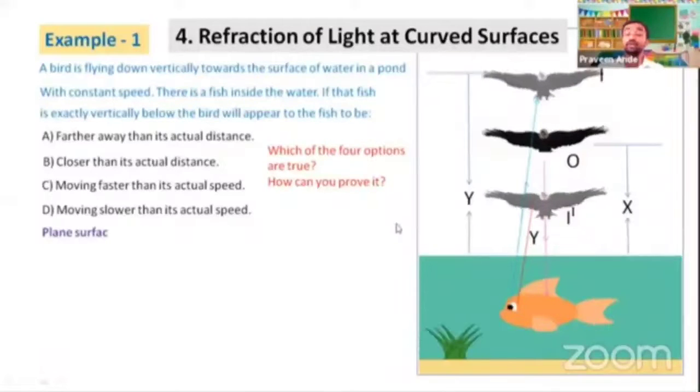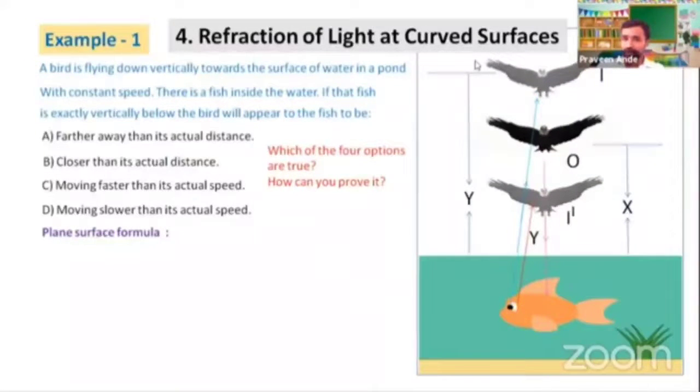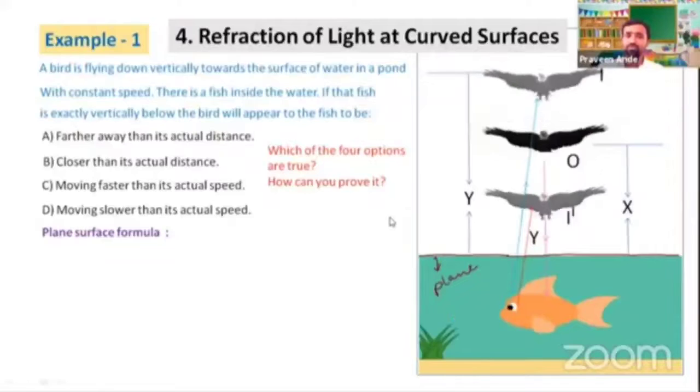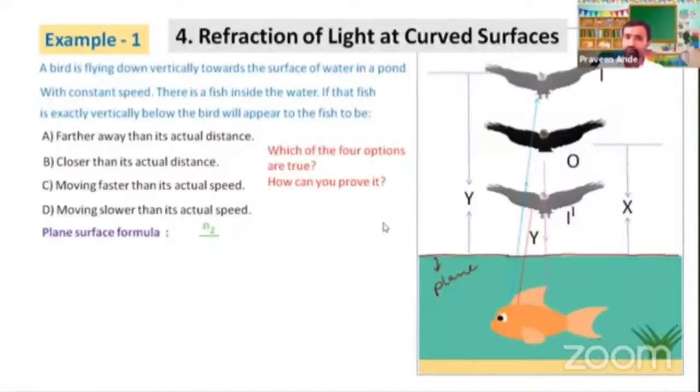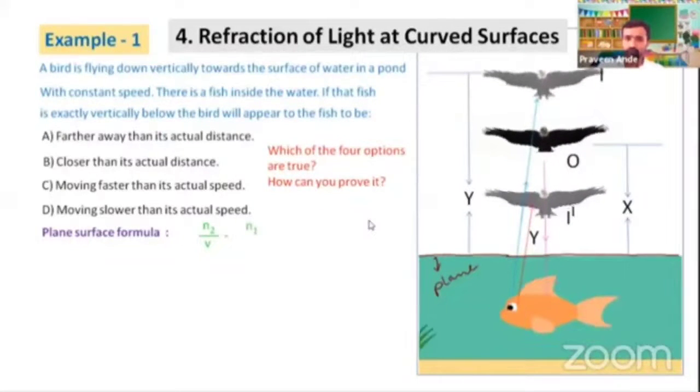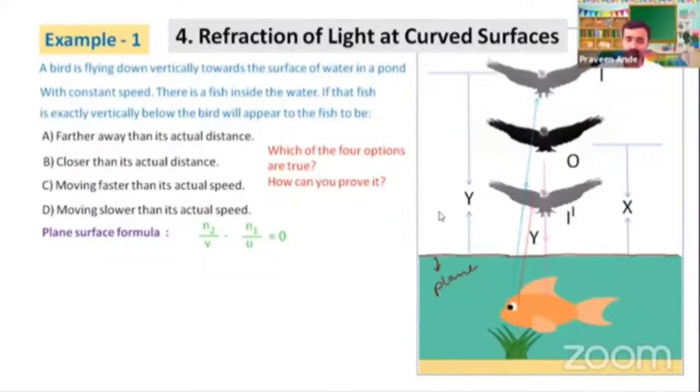Then here we need to use the plane surface formula, because here you have a plane surface. Still water has a plane surface, right? Even with small vibrations in the water we will consider it as a plane surface. That is why I am applying the plane surface formula here. Okay, what is that? n2 by v minus n1 by u is equal to 0. n2 by v minus n1 by u equals 0.